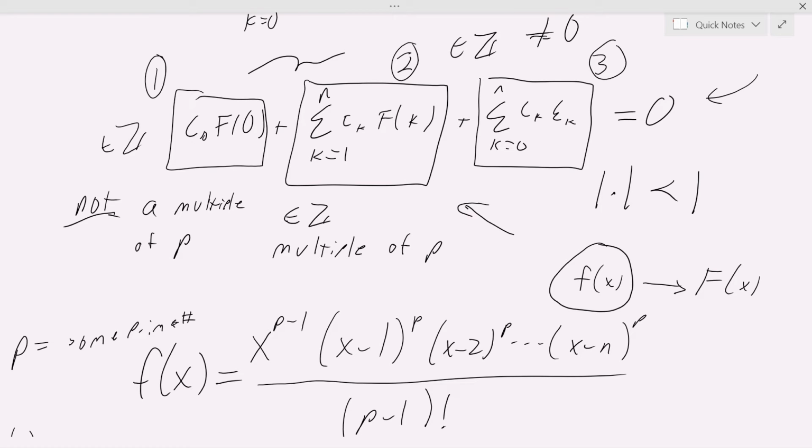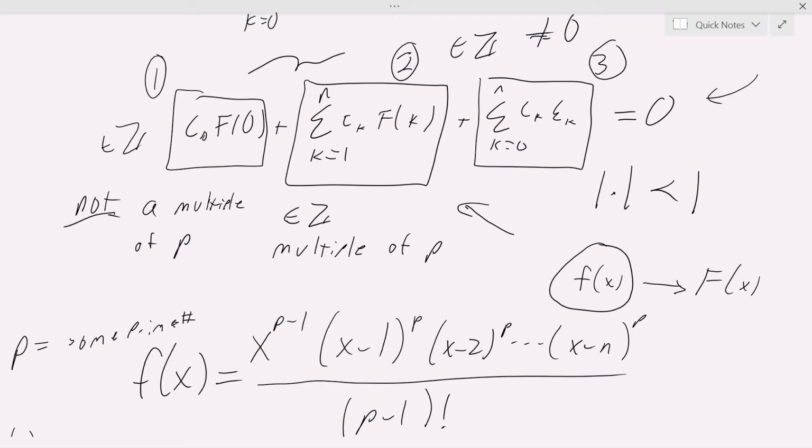So it is an integer, but it's not a multiple of p. For part 2, we're going to be showing that that sum c_k f_k for the indices k equals 1 to n, that's an integer which is a multiple of p. And then that final part, the sum of the error terms, that's going to be something which is truly an error in that it's very small. It's going to be less than 1 in particular. And so putting those three things together will give us the contradiction that we've already discussed.